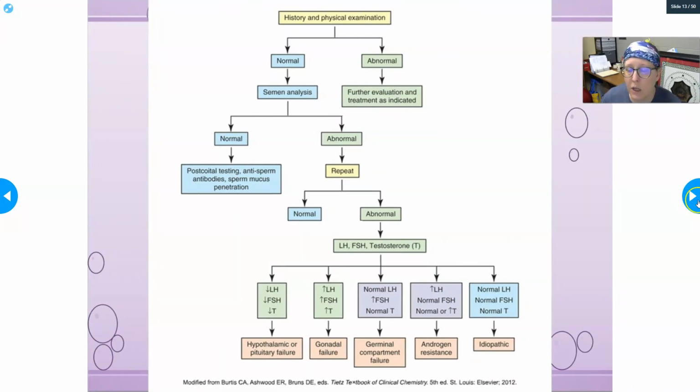So here is a typical workup for male infertility. Worth noting that first a history and physical exam is done. If that is abnormal, so if there's other things going on, if they have high blood pressure, type 2 diabetes, or other chronic diseases, then you really want to go down that road first, because that could just be the underlying condition.